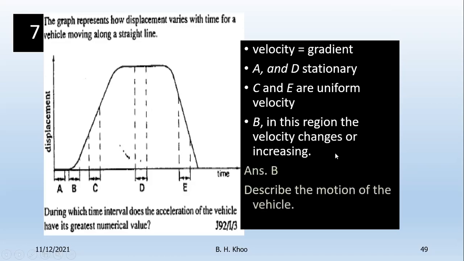Right? So describe the motion of the vehicle. You should be able to describe: stationary, uniform acceleration, uniform velocity, decelerating, stationary, reverse direction with uniform acceleration, uniform acceleration in the new direction, uniform velocity, and return to the origin.